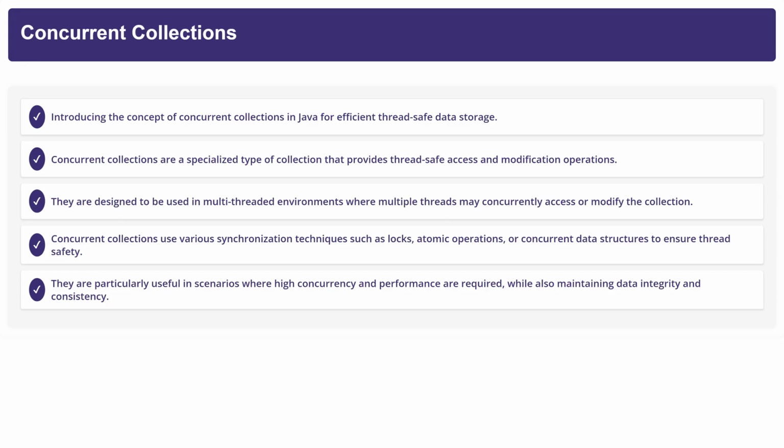In this slide, we will introduce the concept of concurrent collections in Java for efficient thread-safe data storage. Concurrent collections are a specialized type of collection that provides thread-safe access and modification operations. They are designed to be used in multi-threaded environments where multiple threads may concurrently access or modify the collection. Concurrent collections use various synchronization techniques such as locks, atomic operations, or concurrent data structures to ensure thread safety. They are particularly useful in scenarios where high concurrency and performance are required, while also maintaining data integrity and consistency.